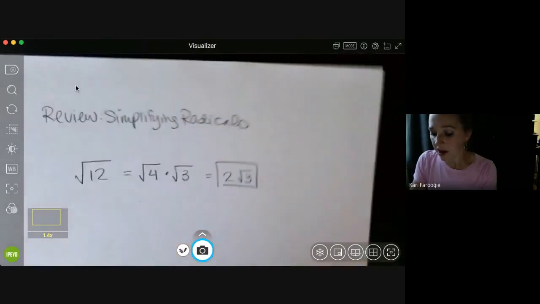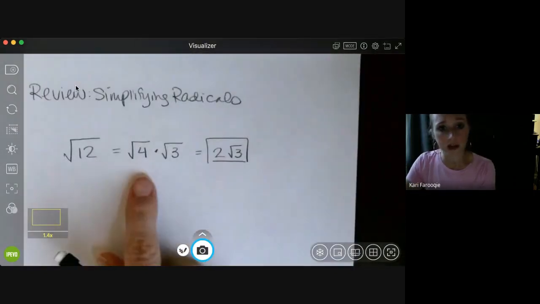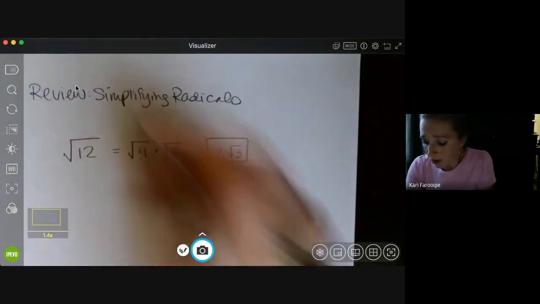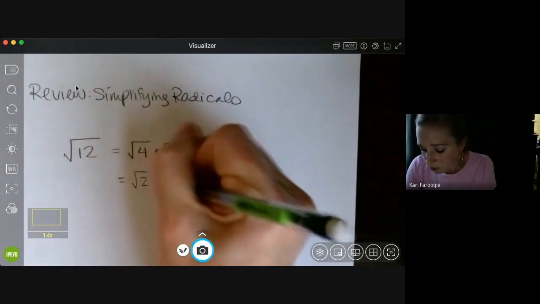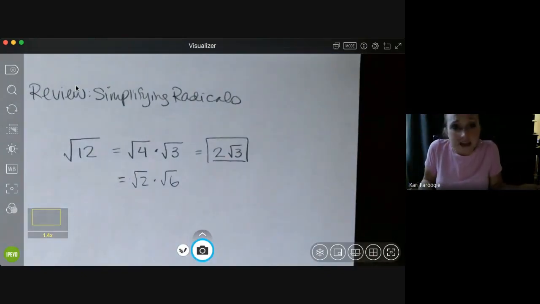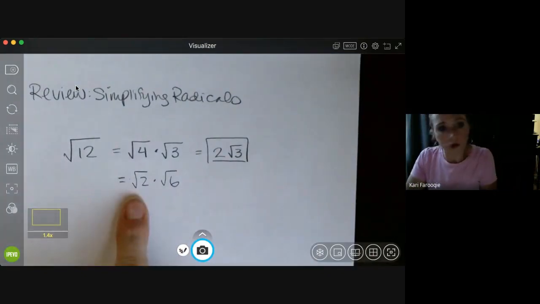Now, that being said, you also have to make sure that you break this number down into two factors such that one of them is a perfect square. We can also rewrite 12 as the square root of 2 times the square root of 6, but it's not going to get you anywhere. The square root of 2 you can't simplify. You can't think of a number such that when you multiply an integer by itself, it gets you 2.